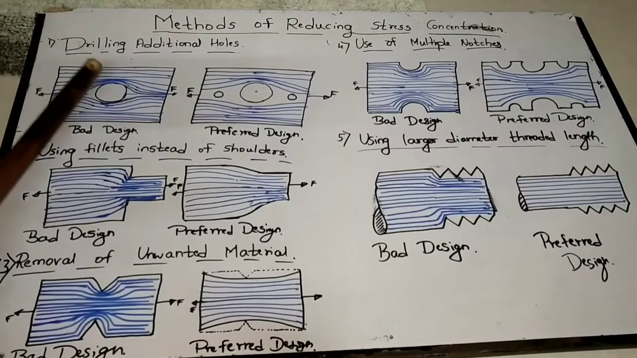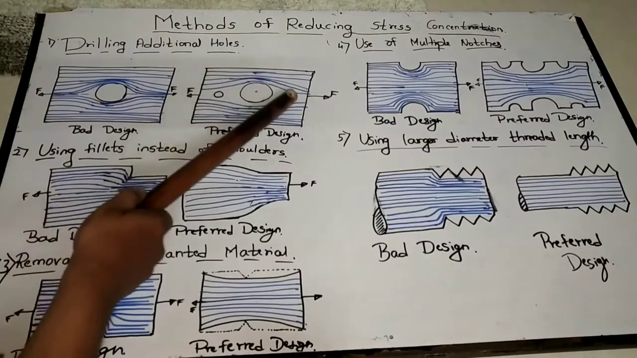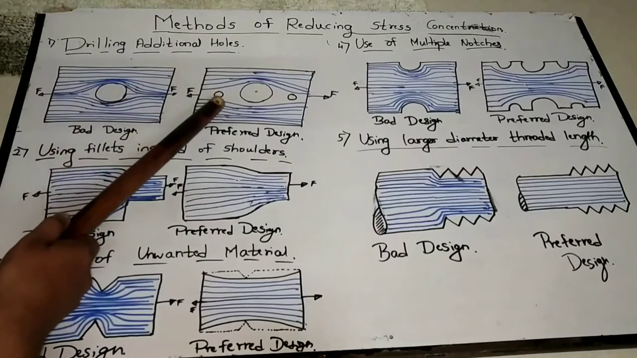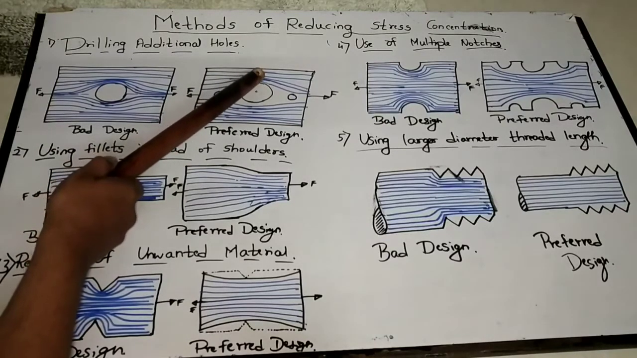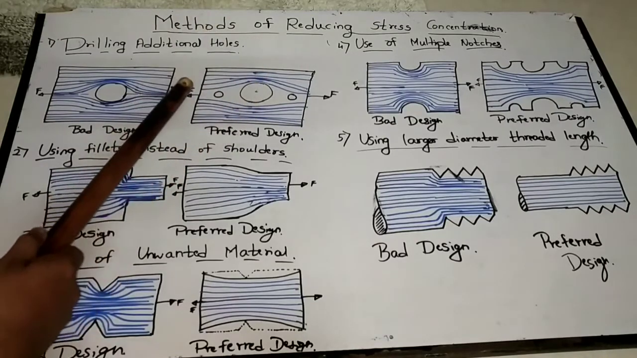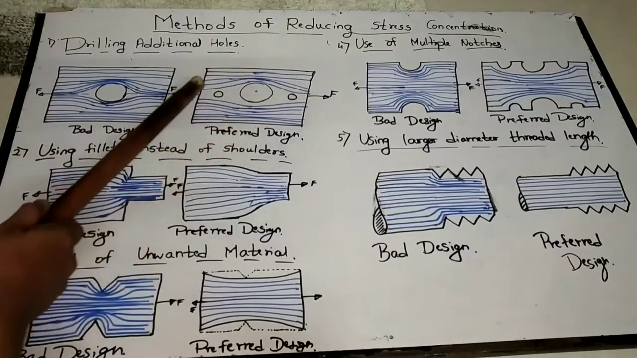Now if you want to reduce the stress concentration near this hole, what you can do, you can drill additional 2 small holes beside it like this. Now you can observe the stress pattern over this hole. In the second model, there is less stress concentrated near this hole. So this you can achieve by drilling additional 2 small holes in this model, something like this.